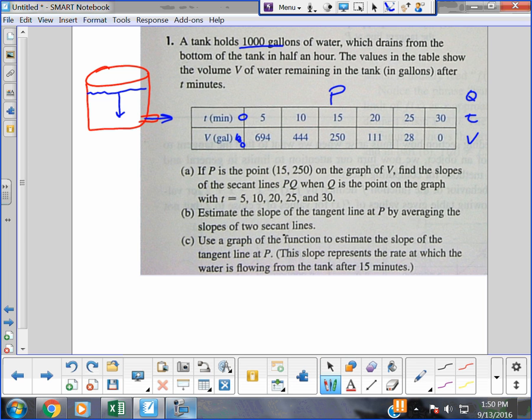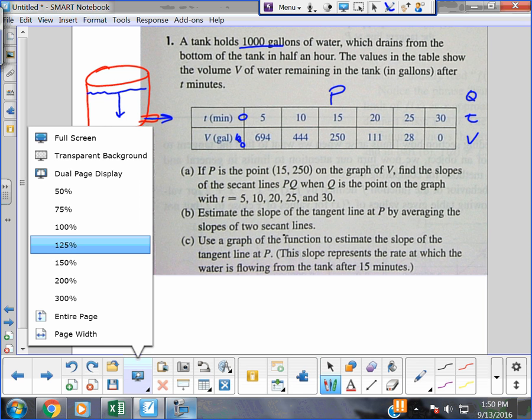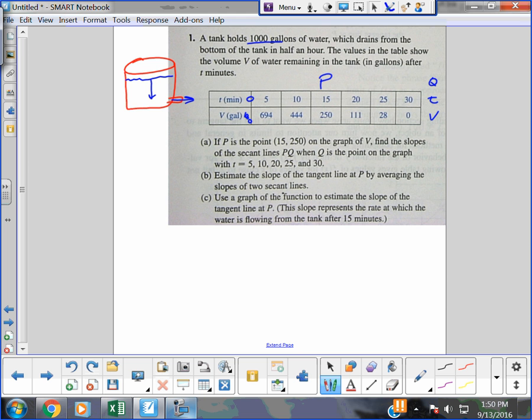So for letter A here, I would say, hey, I want to find the slope of PQ. And P is never changing, right? P is always (15, 250). This is section 2.1 in Stewart, on page 69. Do you guys agree this is P? And right now, Q would be (T, V). All right, I'm going to do it in variables first to save us some work.